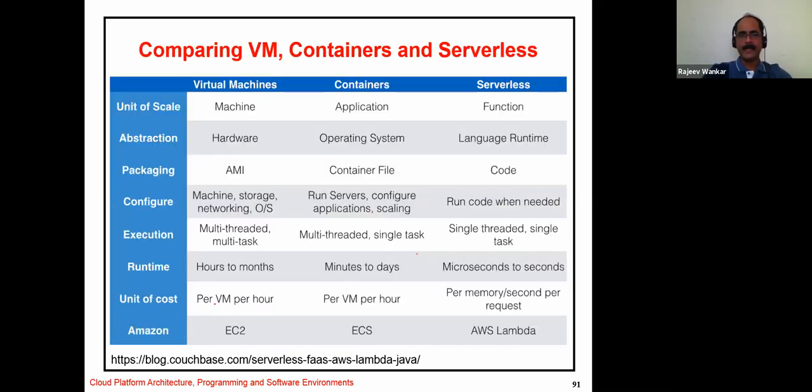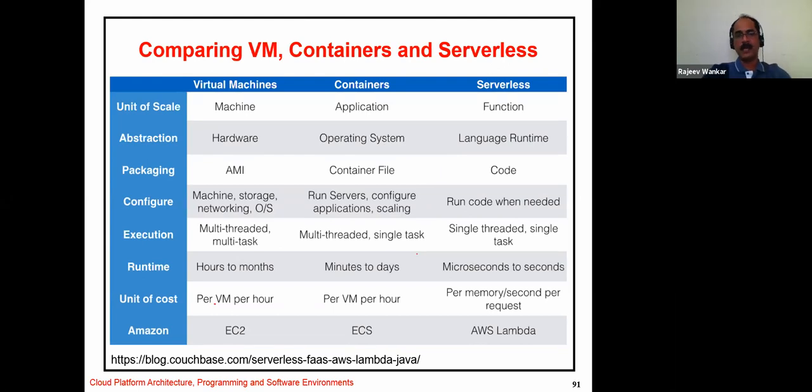If I want to compare these, I have the unit of scale. In the case of a virtual machine, the granularity is a machine. In the case of a container, it is an application. In the case of serverless, it is a function. What is hidden? In a virtual machine, the hardware is hidden. In a container, the operating system is hidden. In serverless, the language runtime is hidden, and the user runs directly on top of that.